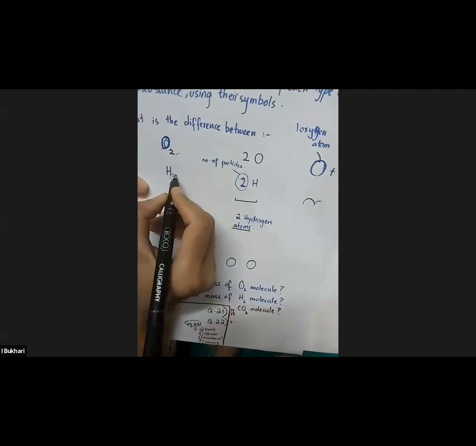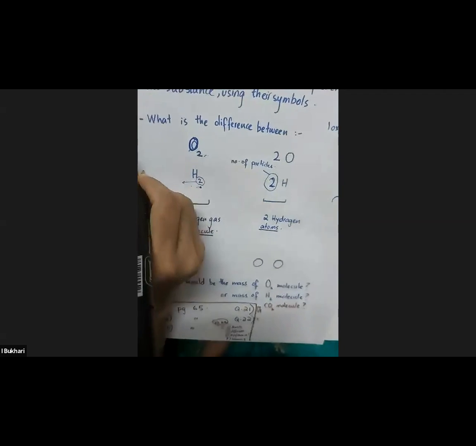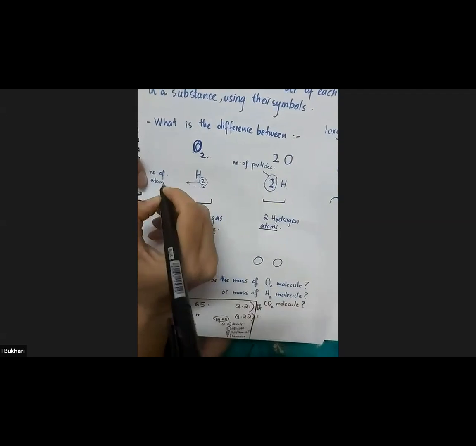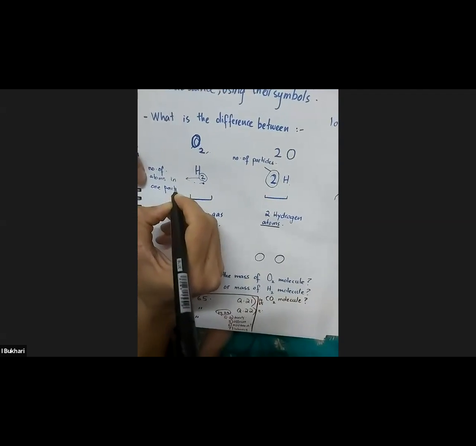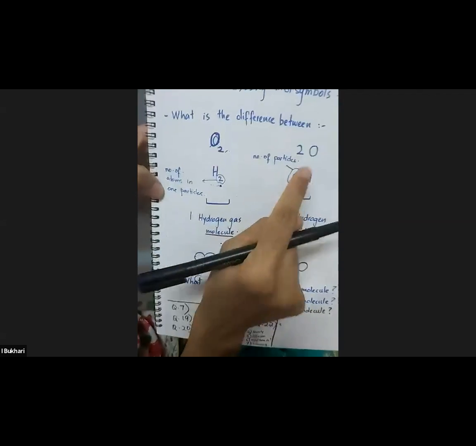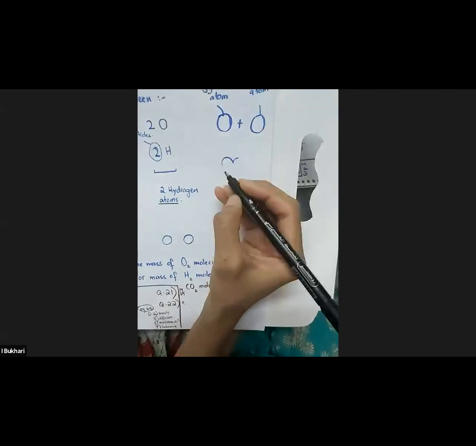Whereas the small number that you see on the lower right as a subscript tells you the number of atoms in a molecule, or the number of atoms in one particle. Within a particle, it tells you the number of different types of atoms. And the big number gives you the number of those particles. Do you understand?